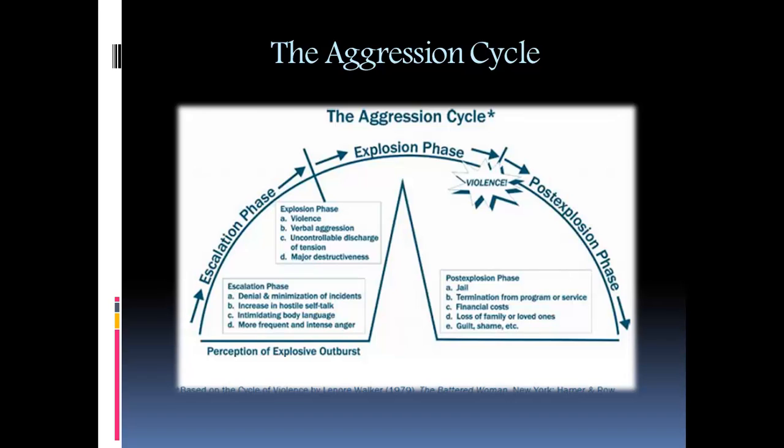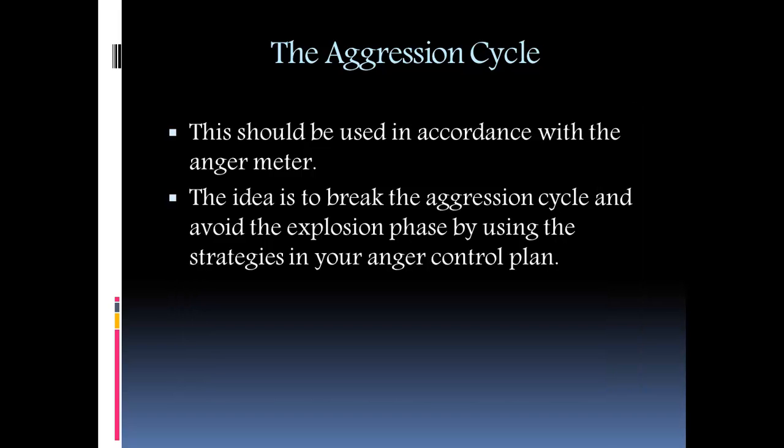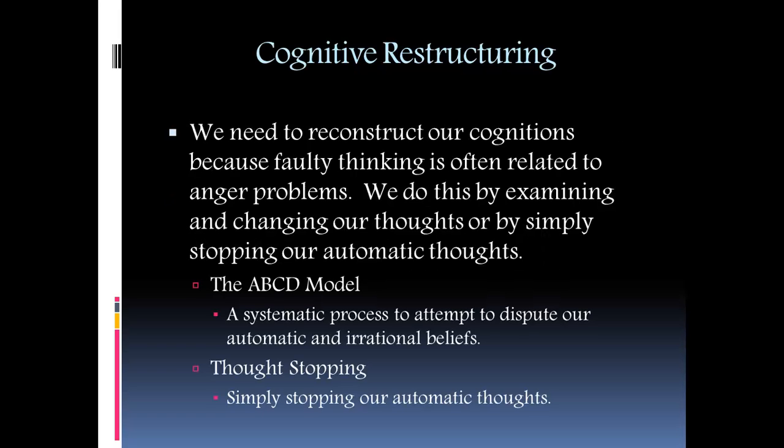So remember what the escalation phase is: denial, minimization of incidents, increased and hostile talk, intimidating body language, more frequent and intense anger. Again, the explosion phase: violence, verbal aggression, uncontrollable discharge of tension, major destructiveness, and then that post-explosion phase. The aggression cycle should be used in accordance with the anger meter. The idea is to break the aggression cycle and avoid the explosion phase by using the strategies in your anger control plan.